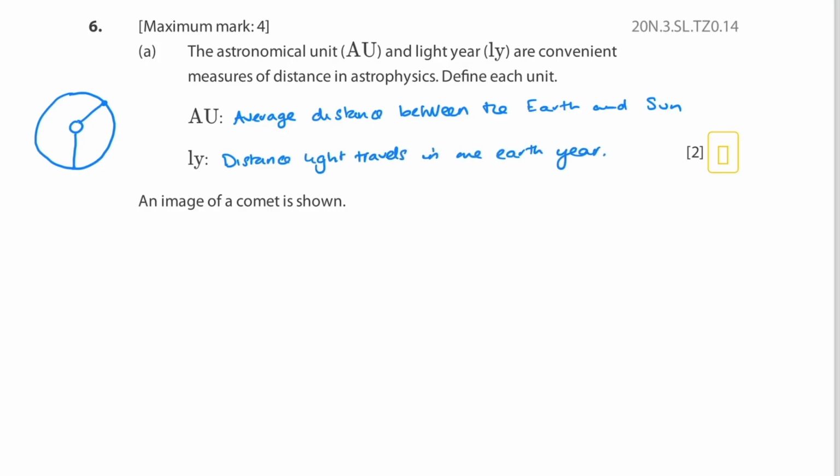It doesn't say in the syllabus that you need to know the definitions of both of these measures of distance. However, it does delve deeply into the parsec, and the parsec is a measure of distance. The other reason I think it's a good idea that you learn these definitions is that both of these measures of distance are given in the data booklet. So I feel like this could be something that naturally comes up as part of the exam paper. Okay, let's move on to the rest of question 6.